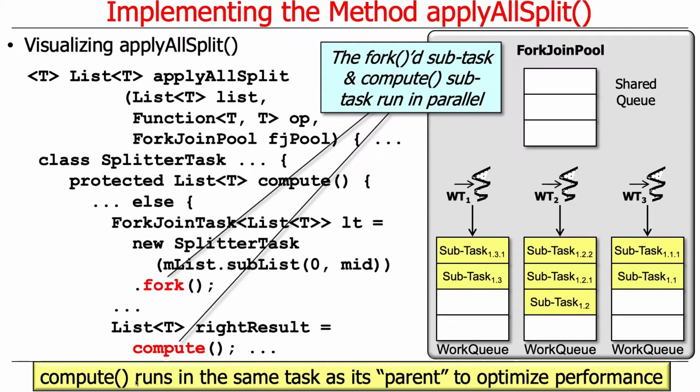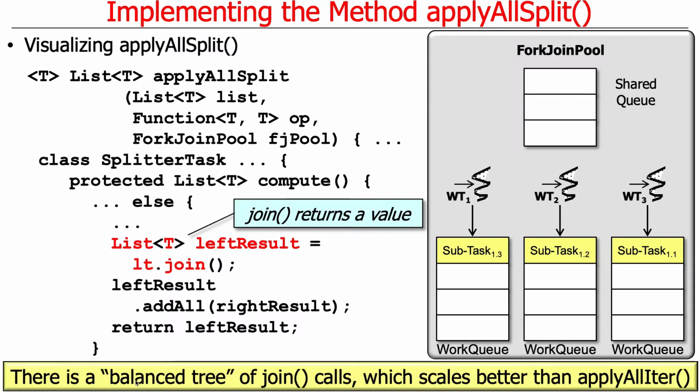The forked subtasks and compute subtasks will typically end up running in parallel, again, because of the way that we're decomposing these things. And as before, compute runs in the same task as its parent in order to optimize its performance. So we don't end up, you could fork again, but that would be pointless. So there's a balanced tree of join calls, which scales better than the applyItter method, where we had one thread that had to join everything from all the other threads. So this will take less time, it'll have less overhead.